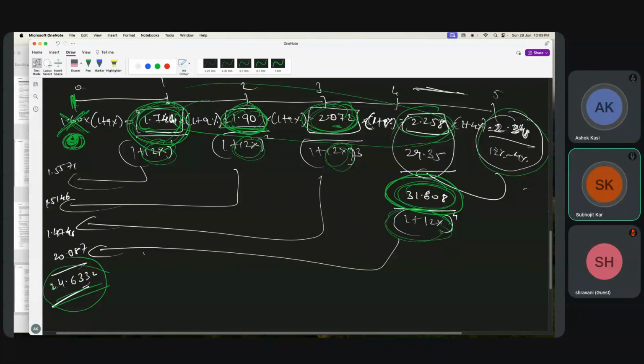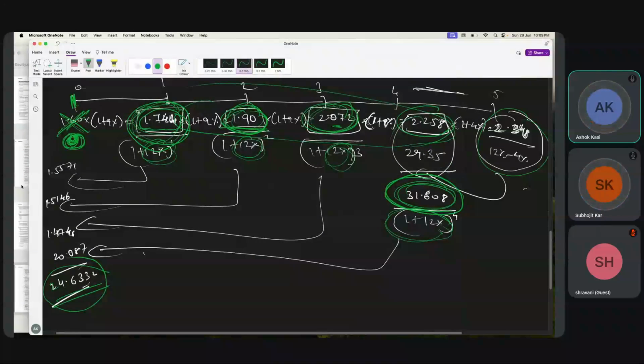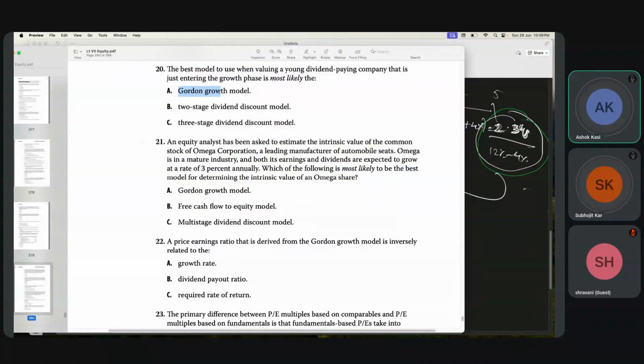Then it will be called a 3 stage model. So for stable companies we'll use the Gordon growth model, and then for others we'll use two stage, and for new companies it's three stage. So what we did was the Gordon growth model only, but Gordon growth is also included in 2 stage. Where only Gordon growth is used, it becomes 1 stage, with only one consistent growth.